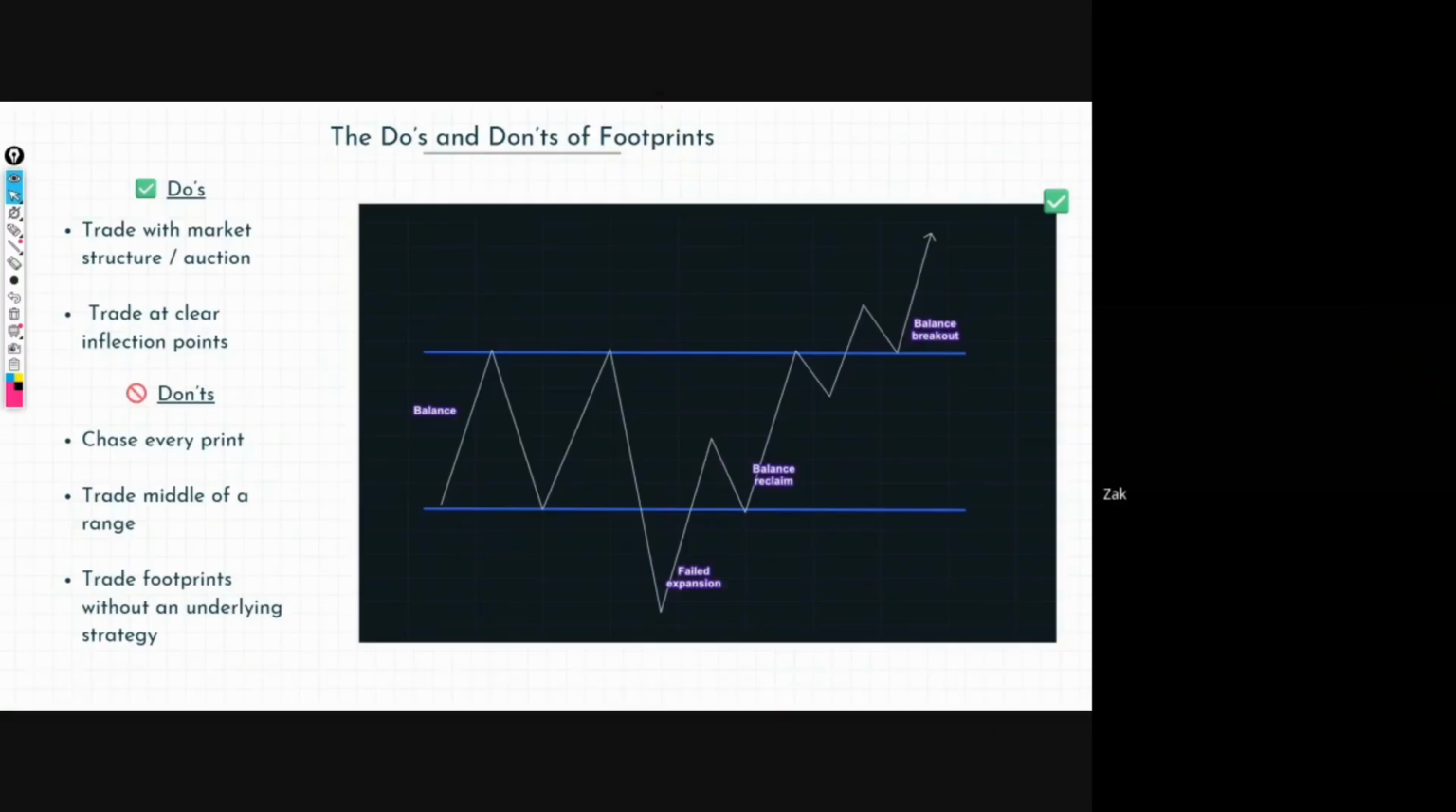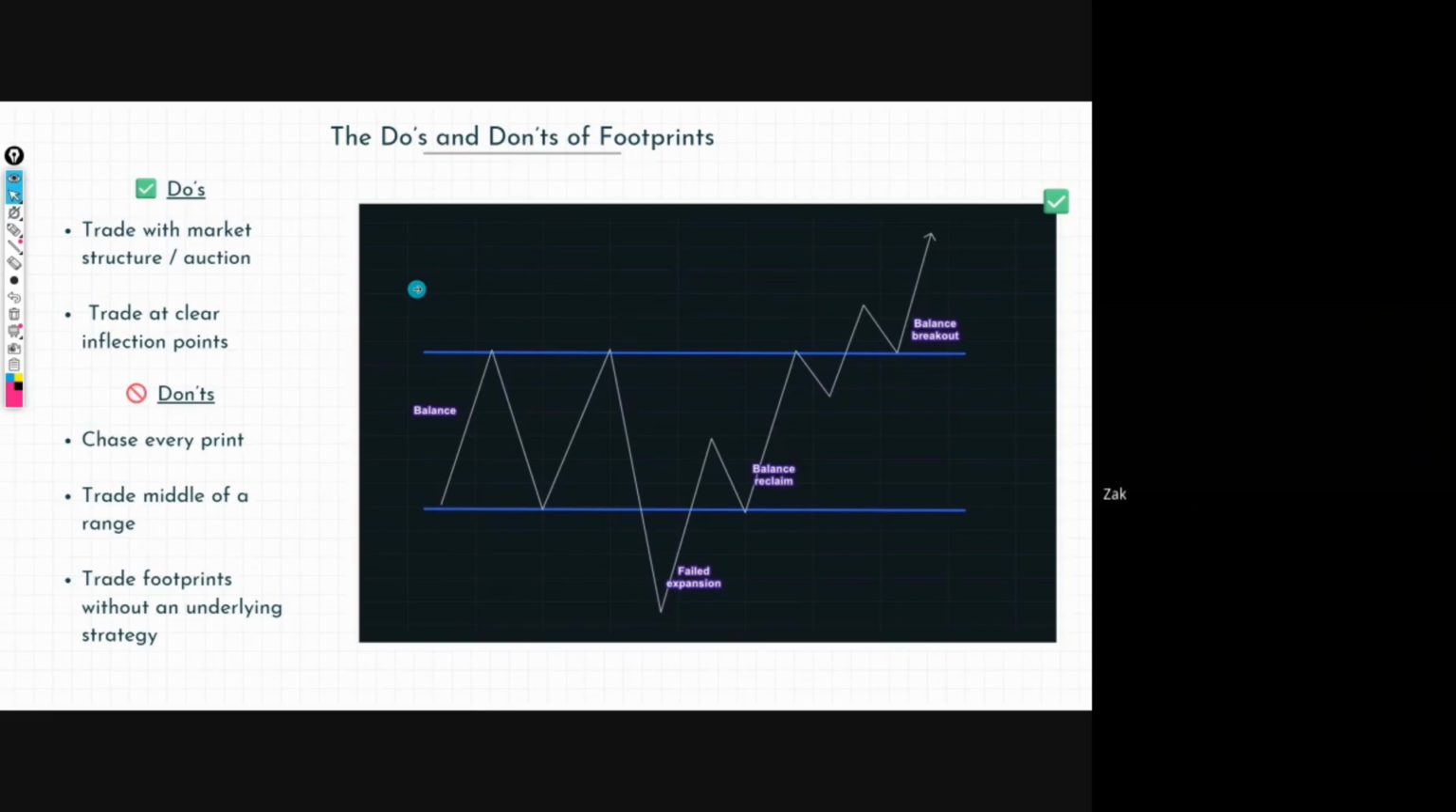Okay, so the do's and don'ts of footprints. This is more about what footprints are and what they are not. This is quite subjective. This is my view through the lens that I trade. I know of traders who exclusively use footprints. And listen, if you can find edge in that, good for you. How I approach it is this. So these are my do's and don'ts.